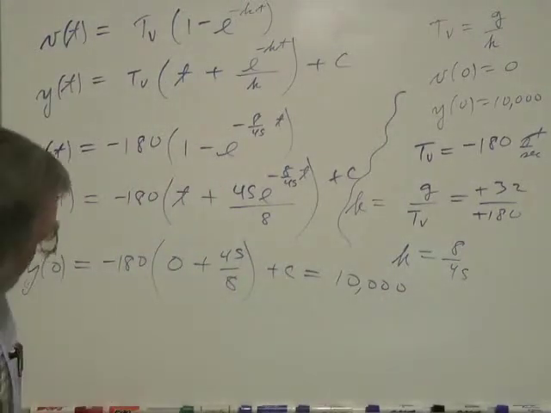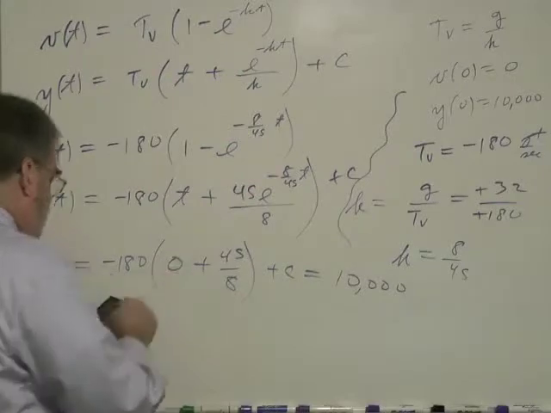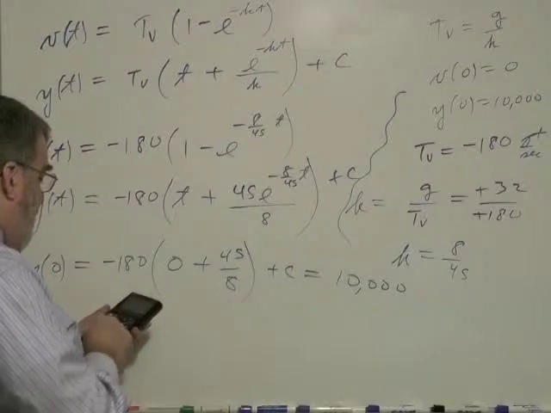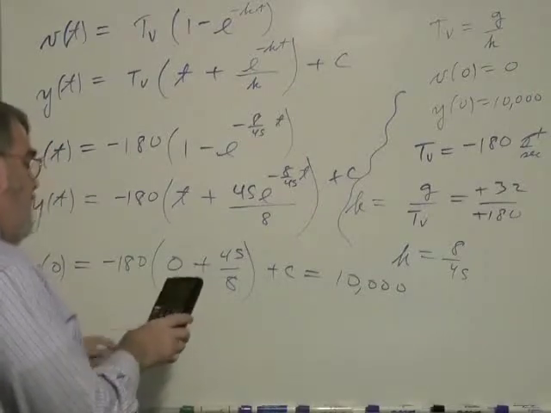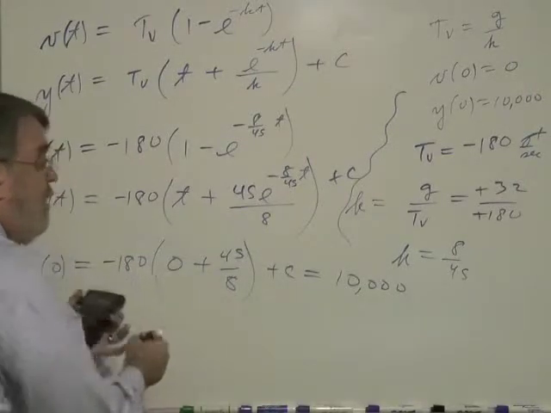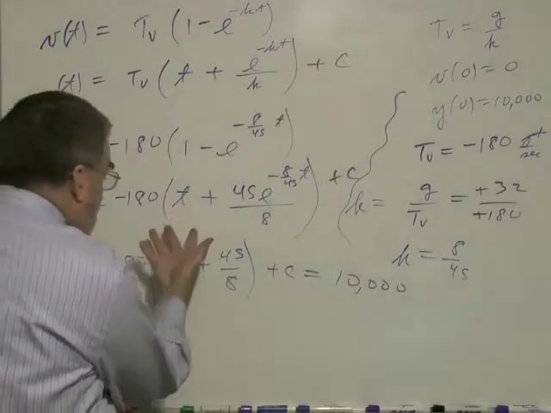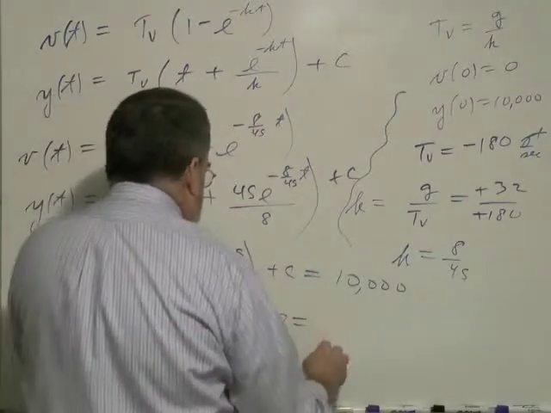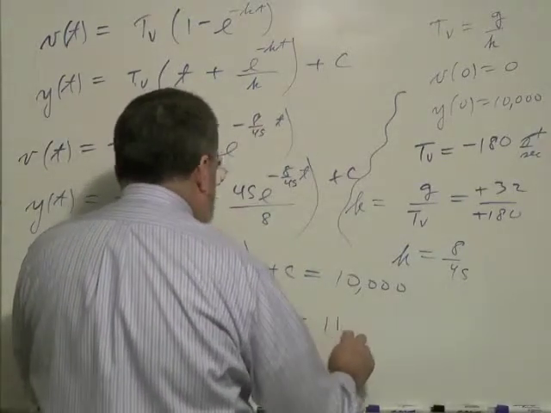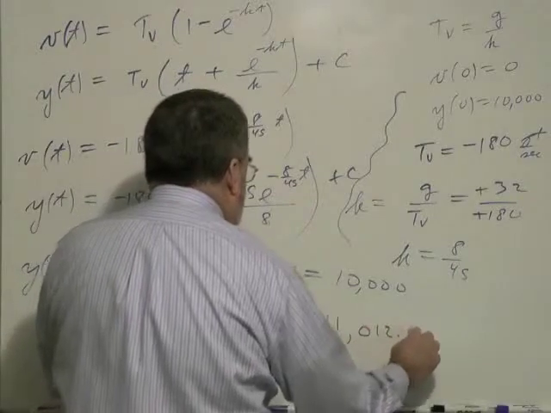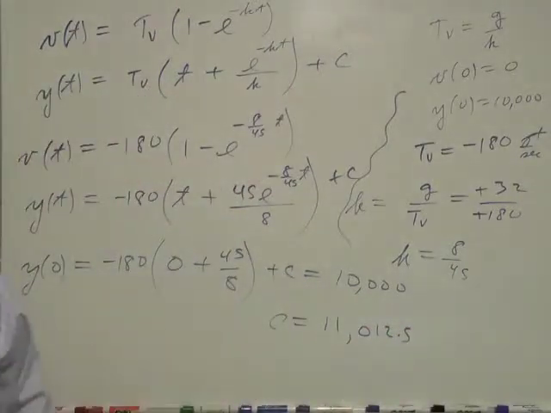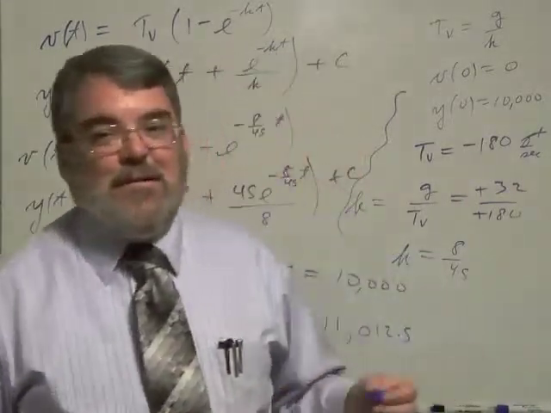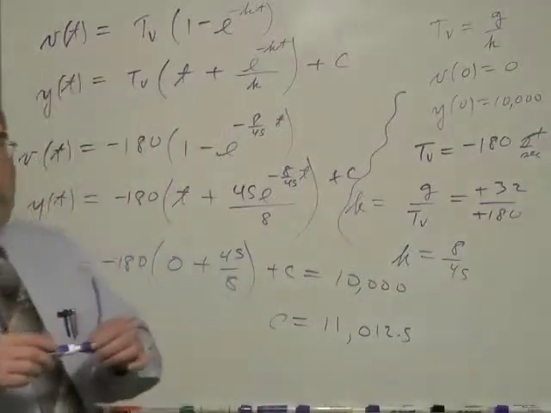And let's see here. If I multiply 180 times 45/8, that's 1,012.5. Actually, it's negative 1,012.5. So if I add to cancel it over to the right side, c will end up being 11,012.5. All right. So I'm going to do some erasing and write these functions neatly at the top before we go on and finish the problem.